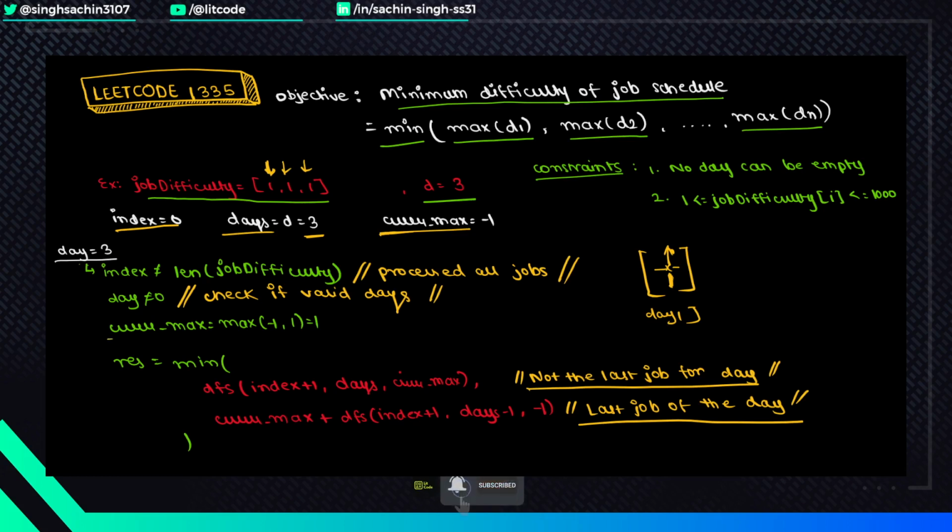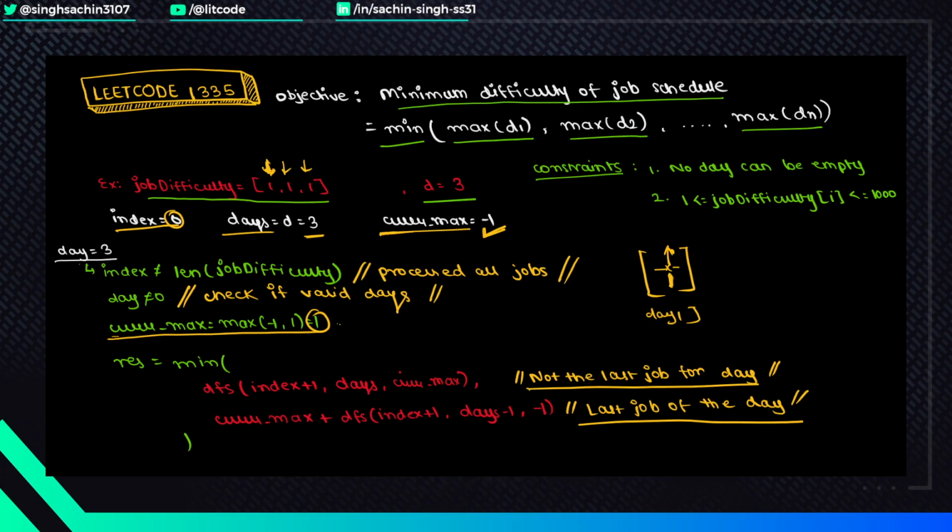Next, for each call we are going to calculate the current maximum. Here we take the current value of the maximum, which was -1 at the moment, and our index was 0, right? So the element at index 0 was 1. So the maximum of -1 and 1 was 1, so my value of current maximum will become 1.